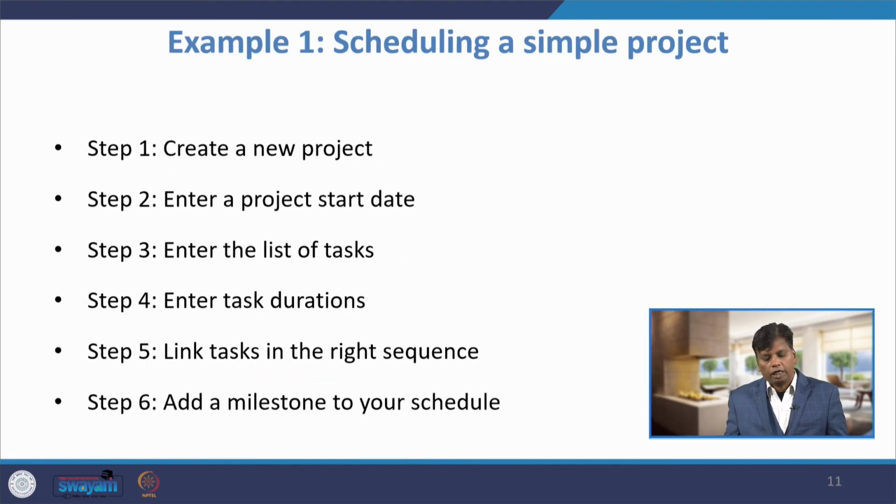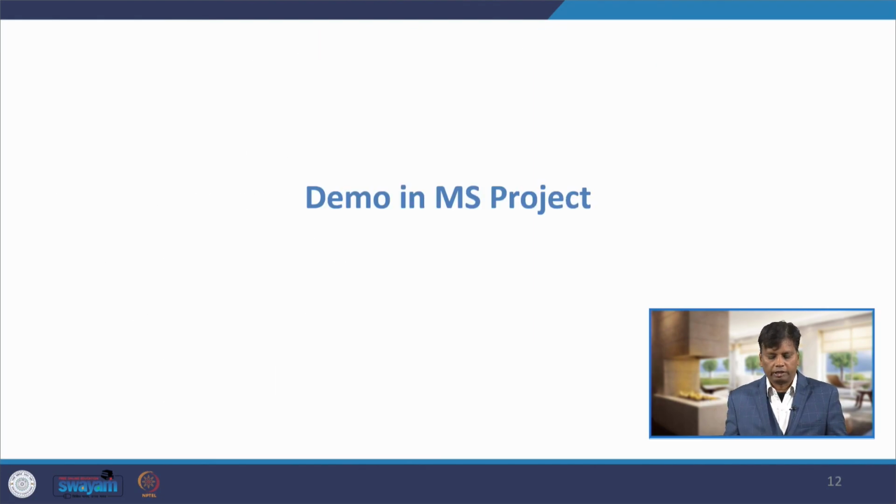First I will explain the steps that have to be followed. First you have to create a new project, then enter the project start date, assume that the project is starting today, then enter the list of tasks, then enter the task duration, then link tasks in the right sequence, then you can add the milestone to our schedule. So, these are the steps to be followed for scheduling a simple project. Now, we will see a demo of this problem.